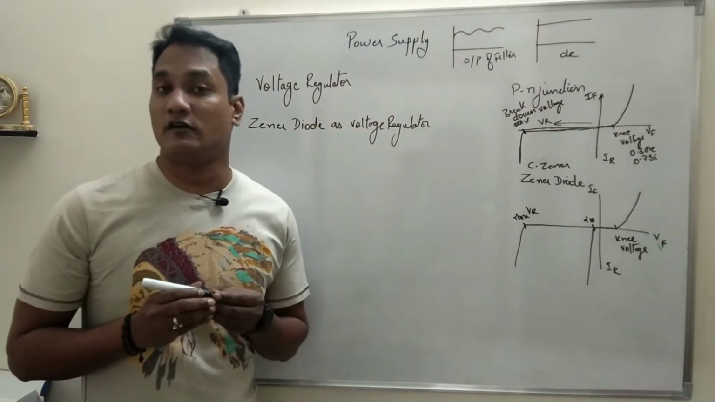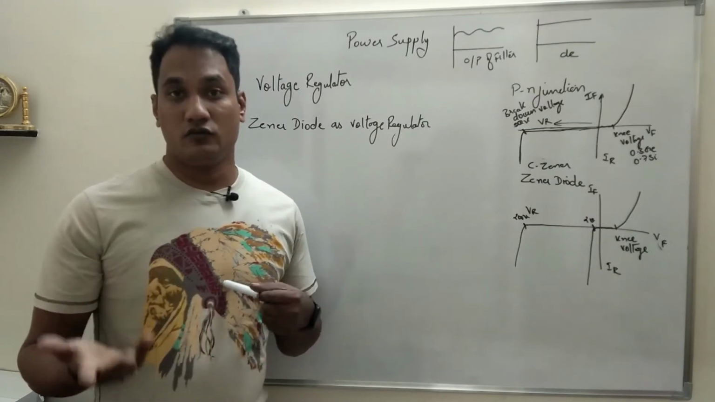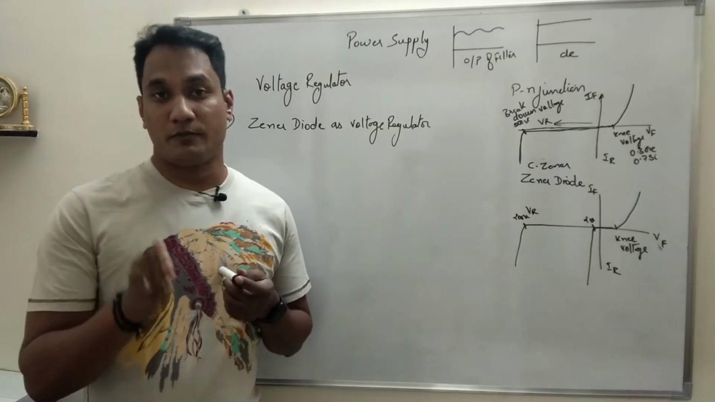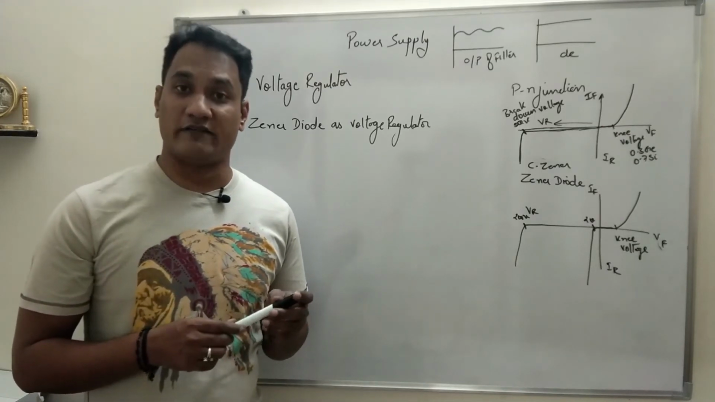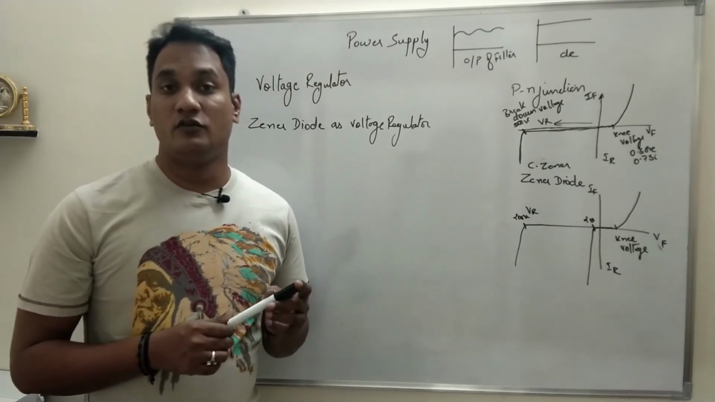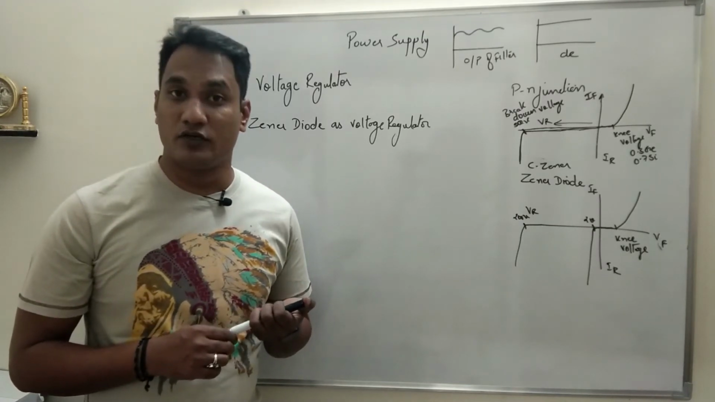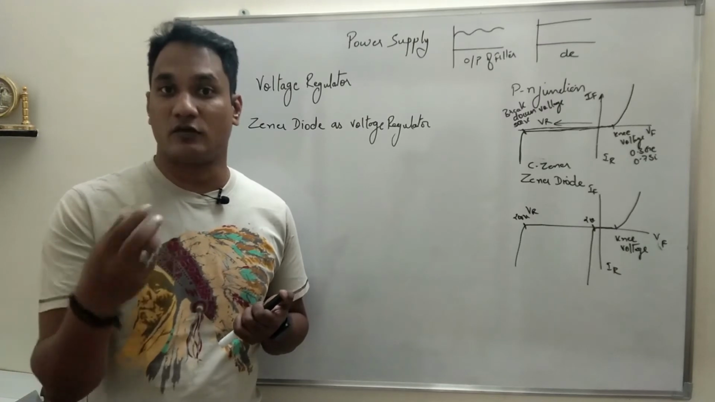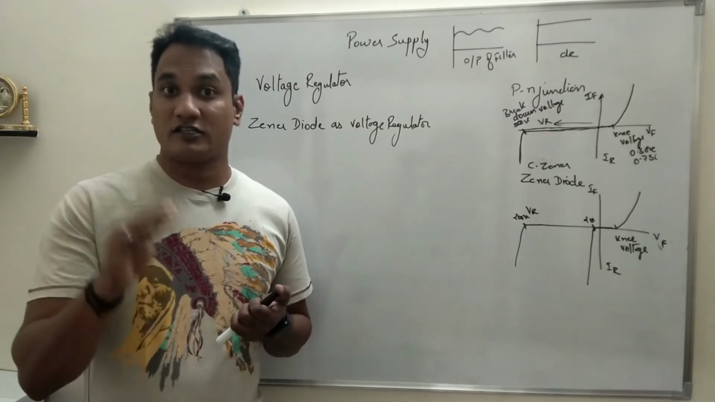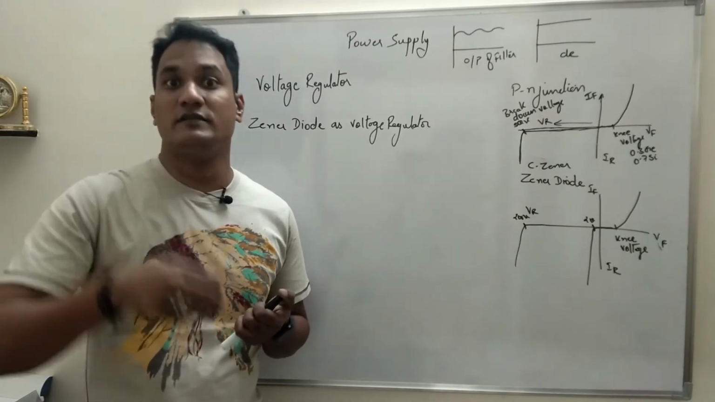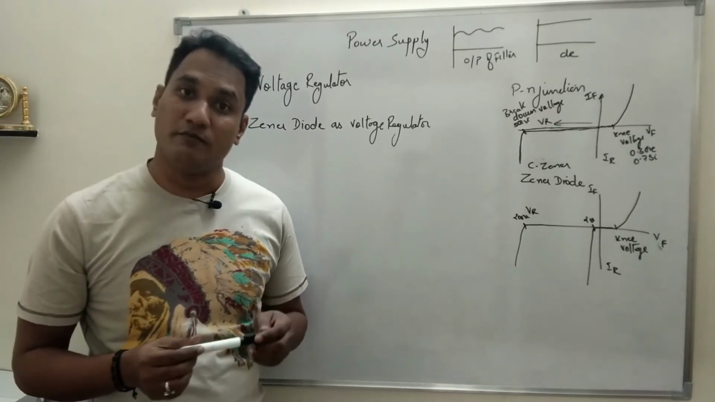When I say doping concentration, see, when you form a PN junction diode, to form a p-type semiconductor, you dope a trivalent impurity. When you form an n-type semiconductor, you dope a pentavalent impurity. So you add impurity. That is what is called doping. And what is doping concentration? Doping concentration means the amount of impurity which is added to the pure semiconductor.